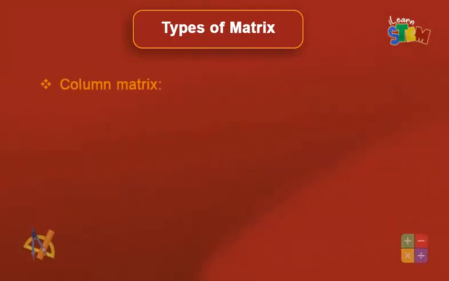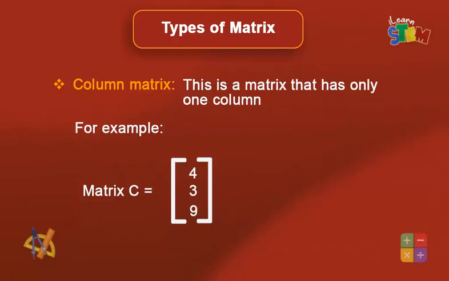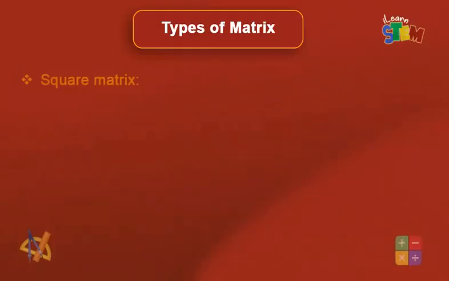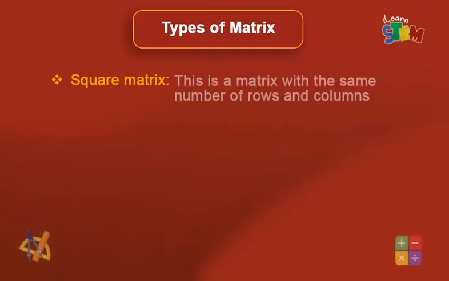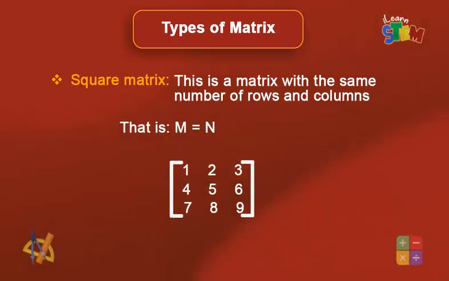2. The column matrix. This is a type of matrix that has only one column. For example, matrix C is equal to 4, 3 and 9. 3. The square matrix. This is a matrix with the same number of rows and columns. That is, M is equal to N. For example, in the matrix below, the number of rows is equal to the number of columns. Therefore, it is called a square matrix.